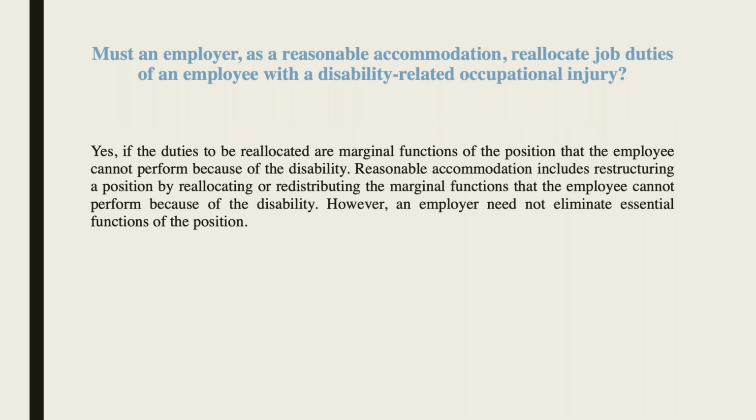Next question: must an employer, as a reasonable accommodation, reallocate job duties of an employee with a disability-related occupational injury? Yes, if the duties to be reallocated are marginal functions of the position that the employee cannot perform because of the disability. So let's keep in mind what reasonable accommodations are. It includes restructuring sometimes of a position, which is sometimes the reallocation or redistribution of marginal functions that the employee cannot perform because of the disability. But we're never required to eliminate the essential functions of the position.